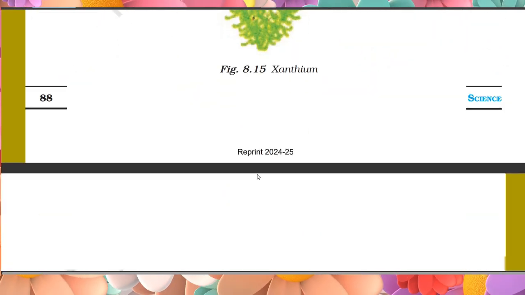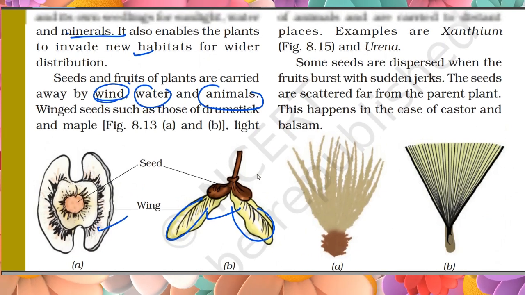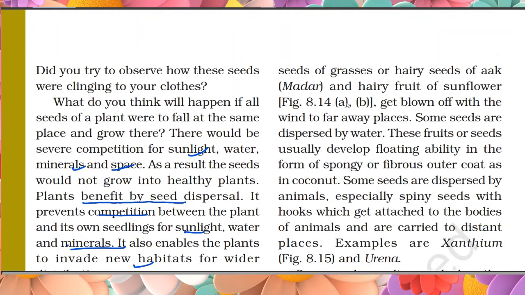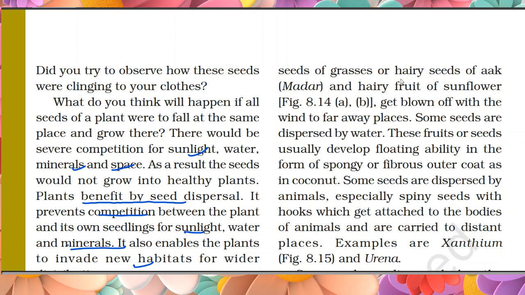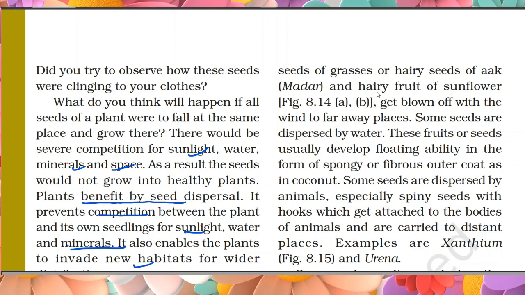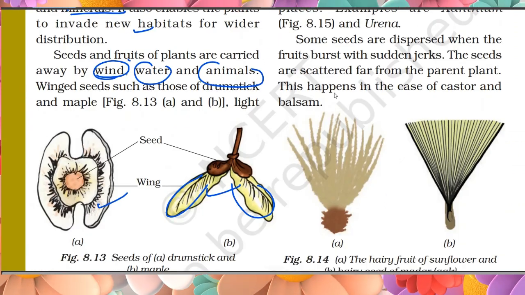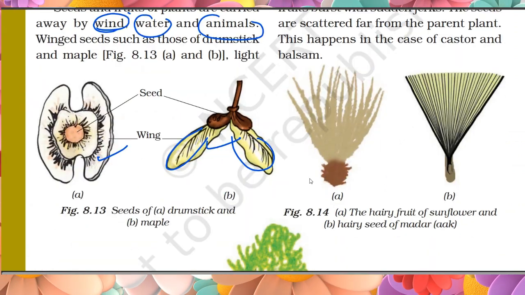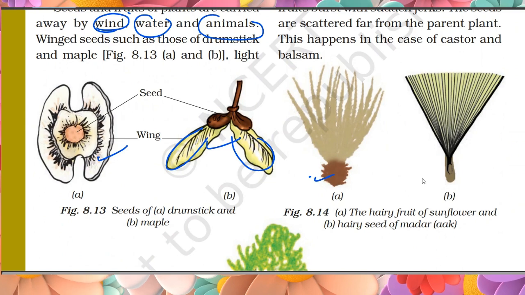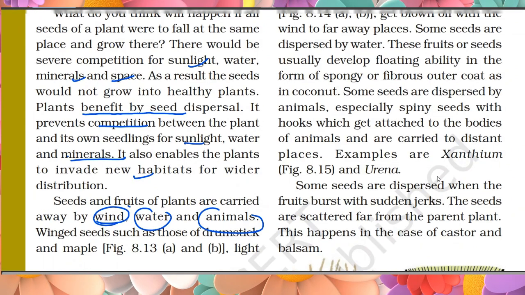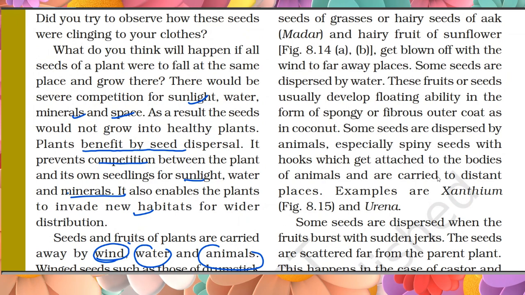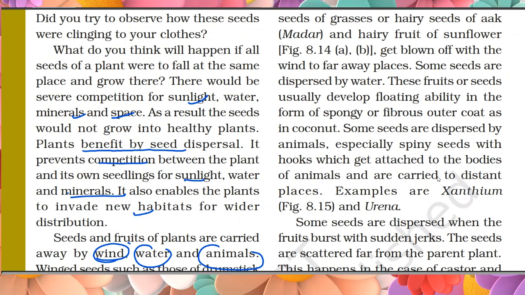Now other seeds are there. We have here examples: seeds of grasses, or hairy seeds of ak, that is madar, and the hairy fruit of sunflower. You can see the picture here: hairy fruit of sunflower and hairy seed of madar. So they can also get blown off with the wind to faraway places.